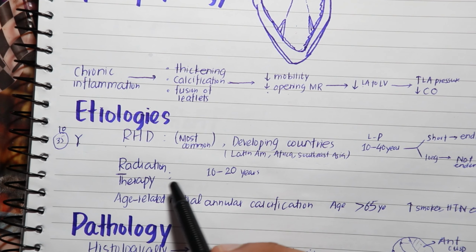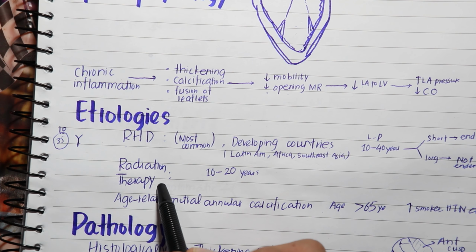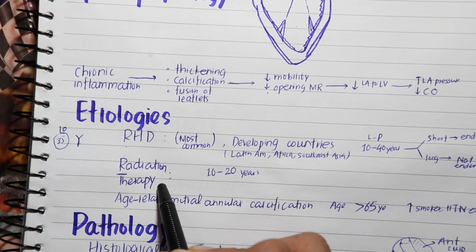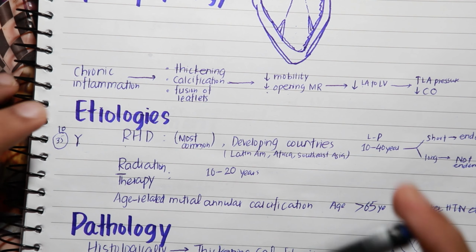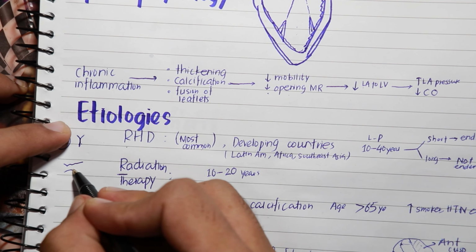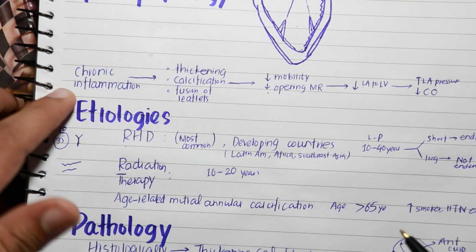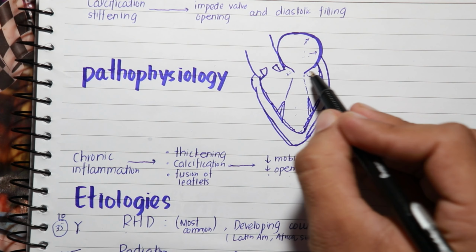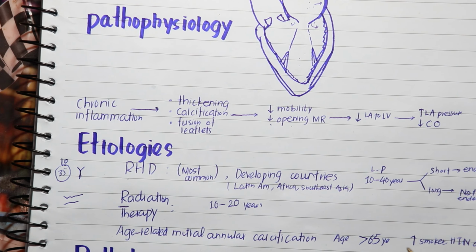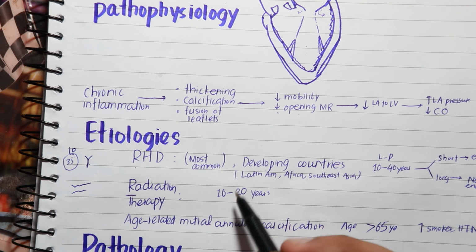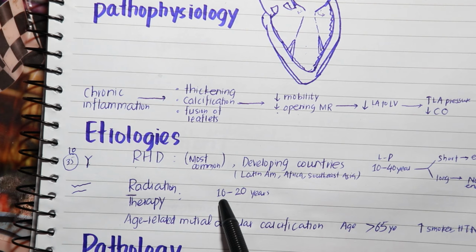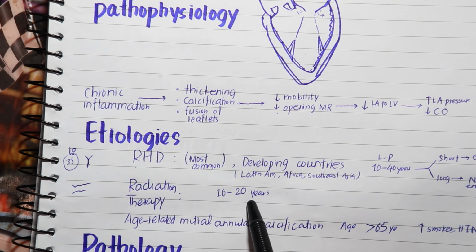The second most common cause is radiation therapy. Suppose a patient has cancer like Hodgkin lymphoma, so he goes for chemotherapy and there is radiation treatment. Radiation falls on the chest and this radiation can cause calcification, thickening and fibrosis of this mitral valve. This can also lead to mitral stenosis. Its latency period is normally 10 to 20 years.